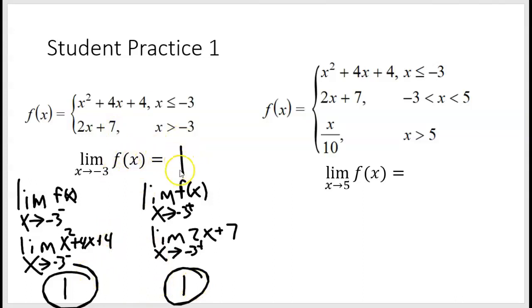and the limit exists. Therefore, we can say that the limit is 1. Now, let's go ahead and take a look at this next one over here. I want you guys to see if you can figure out how to do this one. This is a 3-piece function, okay?